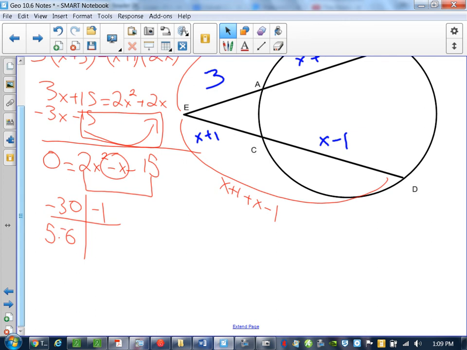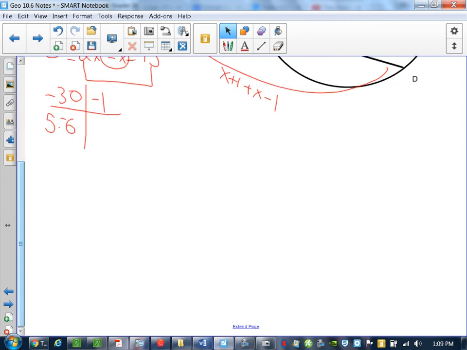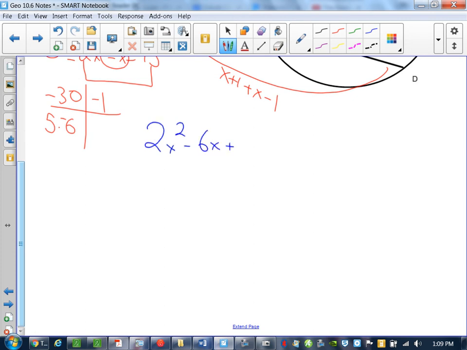Now, this is how you set this up then. So you have this, let me move this up a bit here. We have 2x squared minus 6x plus 5x minus 15 is 0. What I did is I moved the 0 to the other side. Remember, it can go on either side. It's not a big deal.